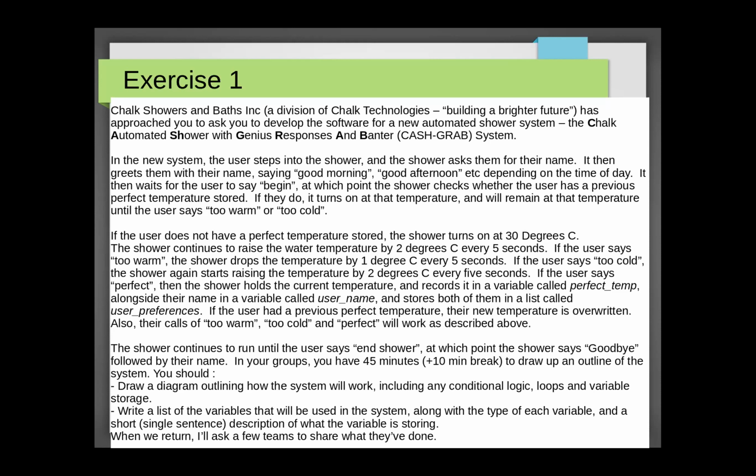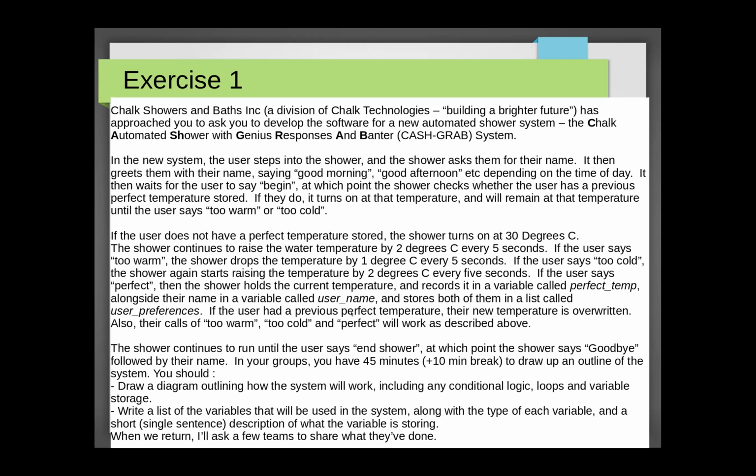I also want you to write a list of the variables that will be used in the system, along with the type of each variable. So refer back to your notes and to the slides, and add a short single sentence description of what the variable is storing. Obviously extract as much information as you can about how you think this will work. Feel free to be creative around this.